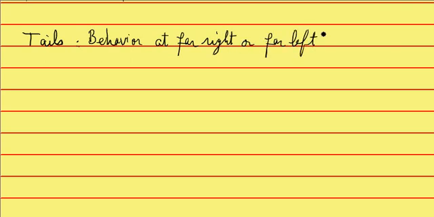So first, description of tails. We said the tail of a function is the behavior at far right or far left. Far right means the behavior as x goes to plus infinity. Far left means the behavior as x goes to minus infinity. Well, there are different types of tails that we want to investigate. What kind of tails could we have?